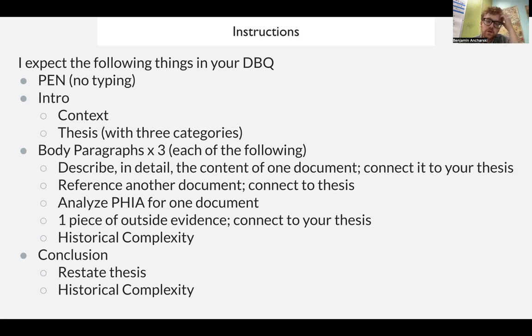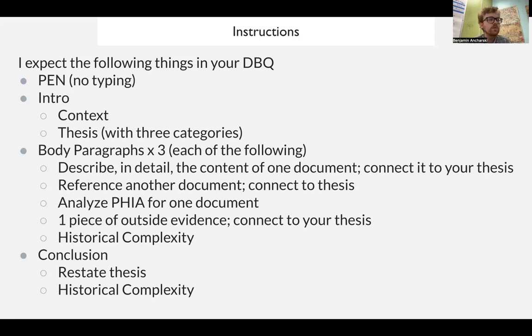Your body paragraphs in total are worth 15 points, 5 per body paragraph. And those points are essentially this. You get a point for describing the content of one document. You analyze FIA for one document. That's another point. You get one piece of historical outside evidence. You get a historical complexity. So you get 5 points for doing this in this class for one paragraph. Then you do it for another. Then you do it for another. Then your conclusion is restating your thesis, give historical complexity. I give you 1 point for restating the thesis, 4 points for historical complexity.